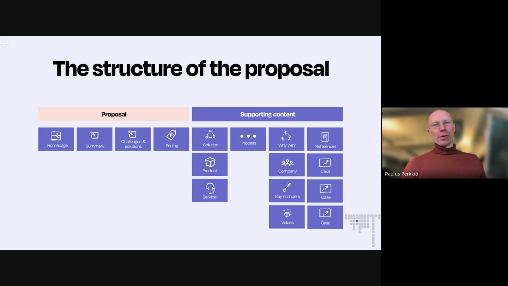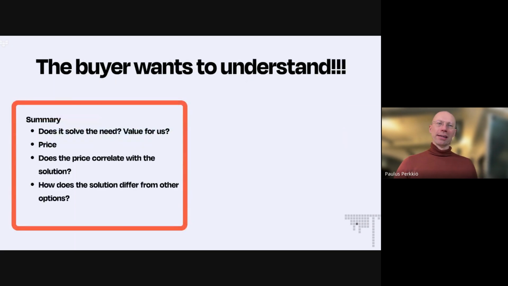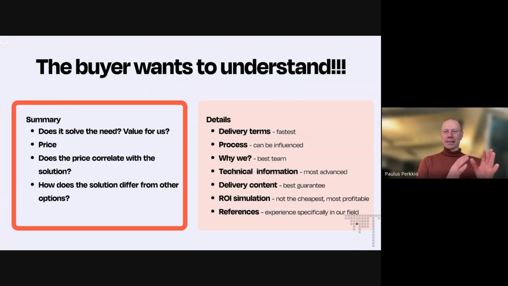And when you think about how to build the structure, I really recommend to think of it this way: like I said, there is a main part where is the summary, how you will solve the need, what is the value, what is the price, how the price correlates with the solution, and I also recommend to put the information, arguments, how the solution differs from the other options your customer maybe has. And then come the other details.